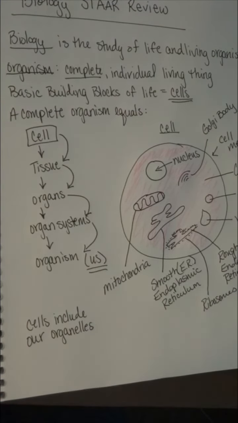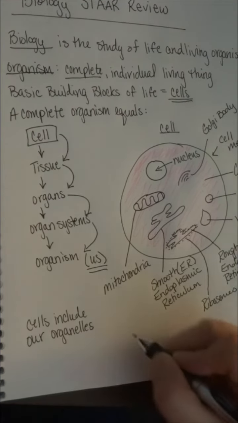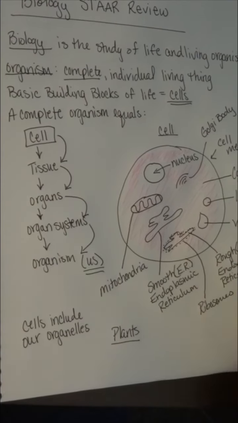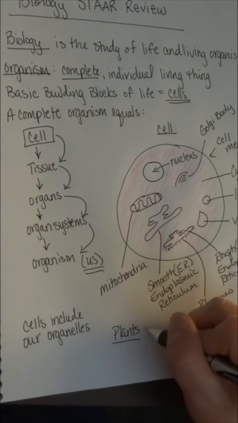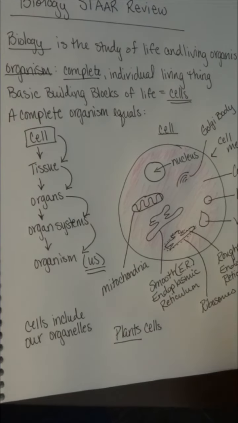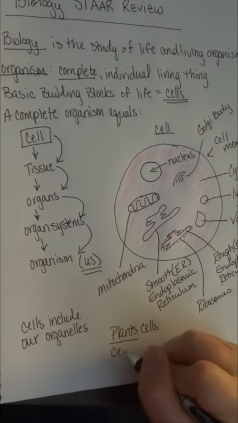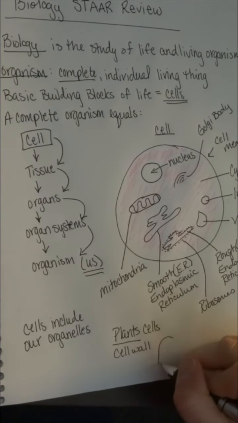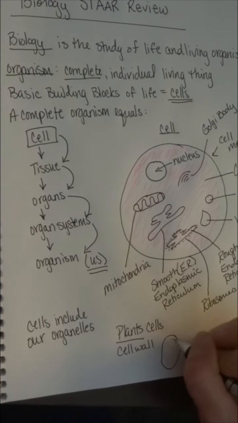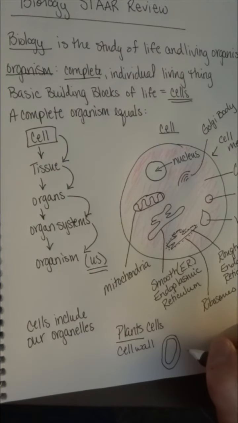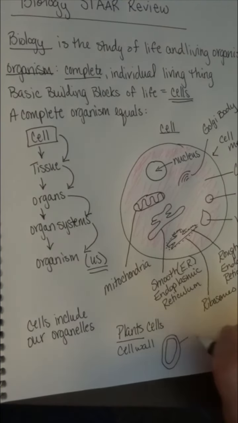If we were dealing with plants, plants have two things that the animal cell does not. So plant cells have a cell wall. This is an extra wall. So if I had a plant cell here, usually they're rectangular. So here I would have a cell wall. This surrounds the cell membrane, so this would be the cell wall.